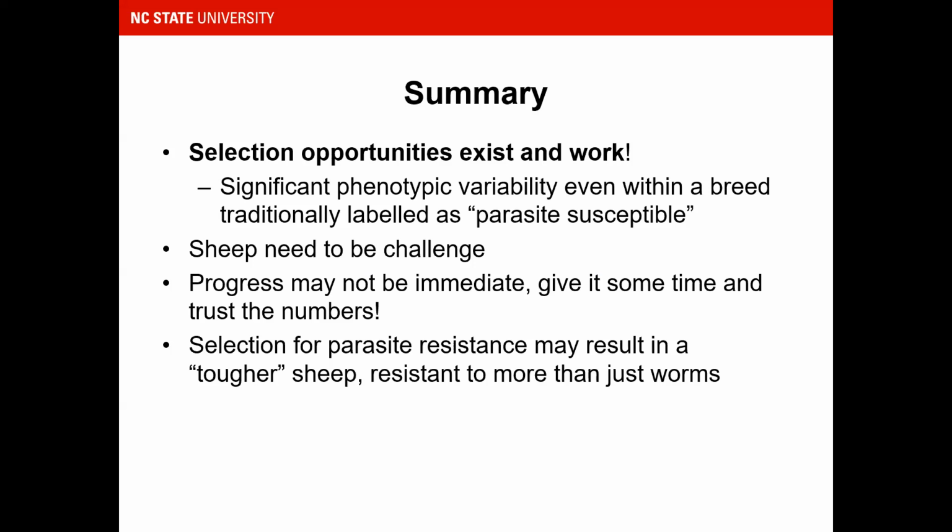Whether that progress is measured in their actual EBVs or in the number of lambs that need to be dewormed or their Fibonacci scores, whatever it might be, it might take a little bit of time to realize some of those differences in, say, deworming frequency. But just give it some time, continue to select for it, and put some emphasis on it. And then selection for parasite resistance may result in tougher sheep, sheep that are resistant to more than just worms. And I think that's kind of the next step and where we're going in the future. There's certainly more work to be done in this. And I don't want to say it definitively does that, but I think we've seen some evidence and there's some opportunity potentially there. And we'll keep you updated as we get more of that data.